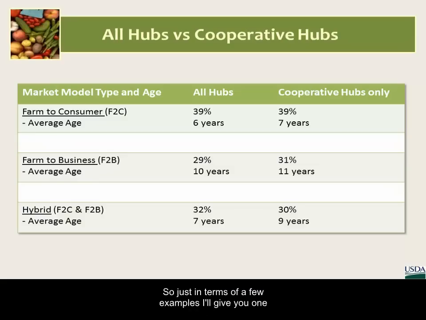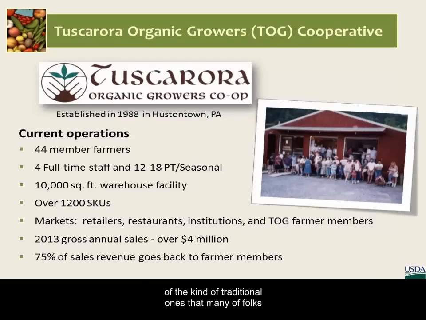So just in terms of a few examples, I'll give you one of the traditional ones that many folks within the producer co-op community know very well, and that's Tuscarora Organic Growers Co-op. They've been around since 1988, so a long time, very successful. They actually service the Washington, D.C. area, a number of restaurants and retail grocery stores and some schools even. And they're a robust group of around 44 members, gross annual sales over $4 million, and they're that classic food hub servicing these wholesale market channels.